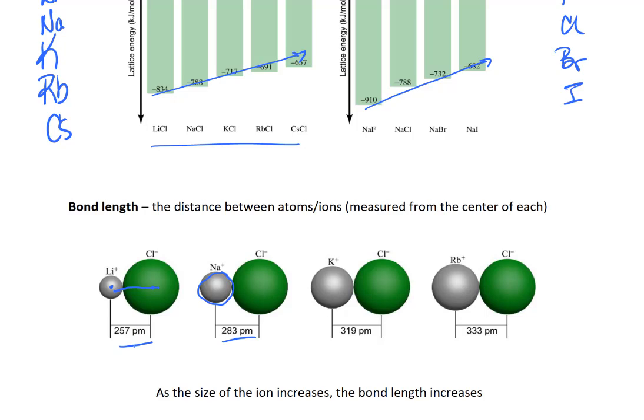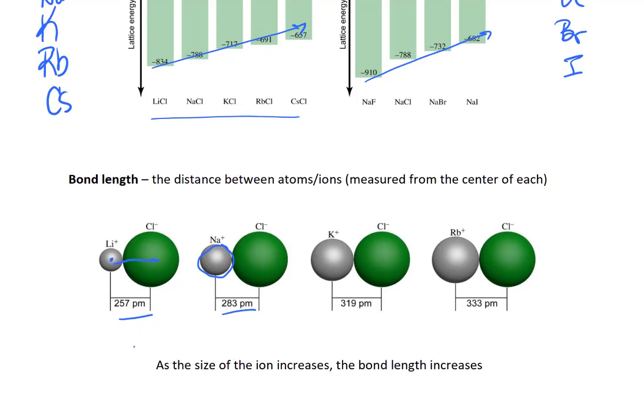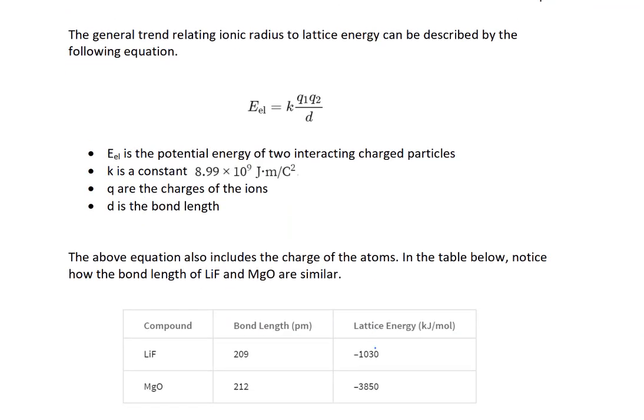And with an increase in bond length, your ions, because your ions are just little magnets, are getting further apart. And when your magnets get further apart, they don't feel that same pull. And that really is going to have a difference in the lattice energy. We can quantify that with an equation.